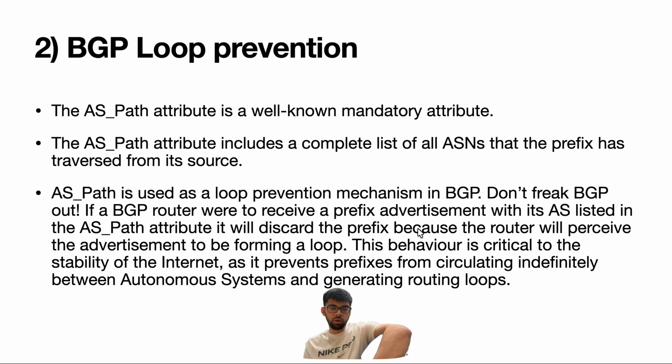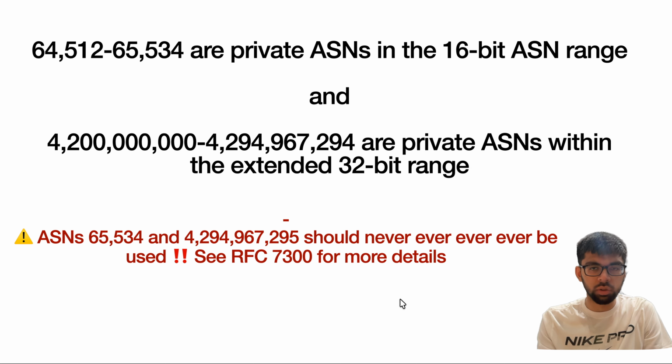We can't have these loops, so rightly so they will drop those prefix advertisements. It will drop that prefix because it will see that as something that's going to form a loop. And that keeps the internet stable, prevents prefixes from circulating indefinitely between ASs and generating those loops. Sorry, this was for the last slide, but I've covered this.